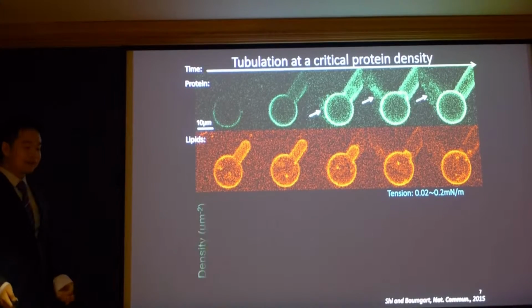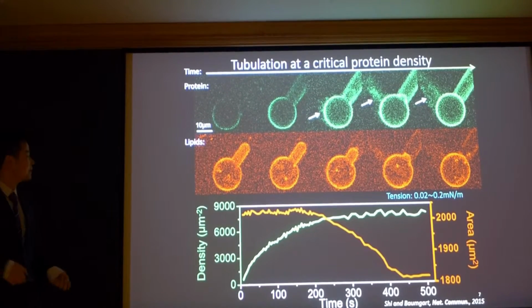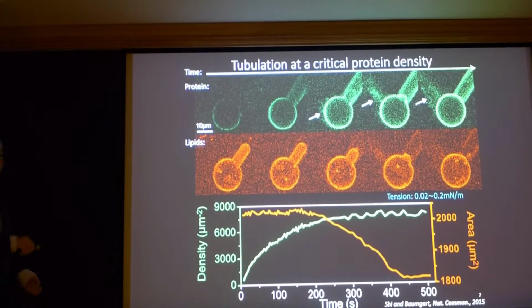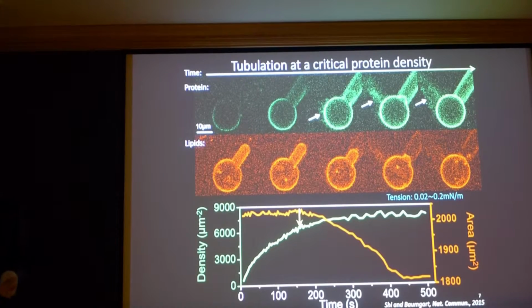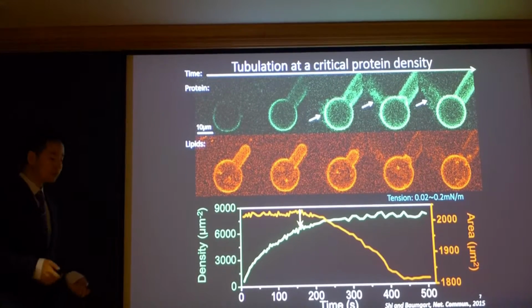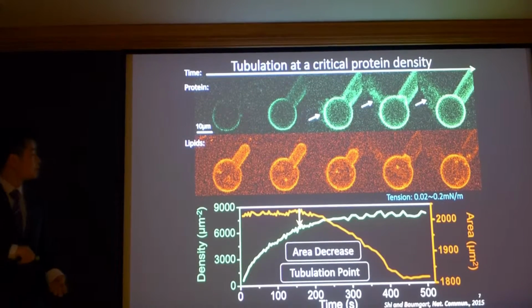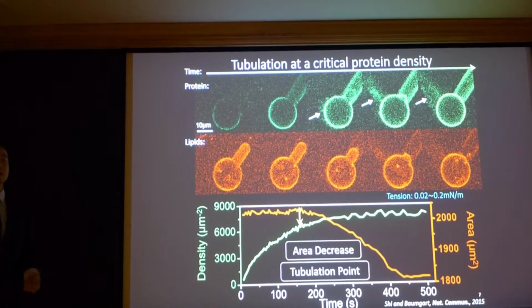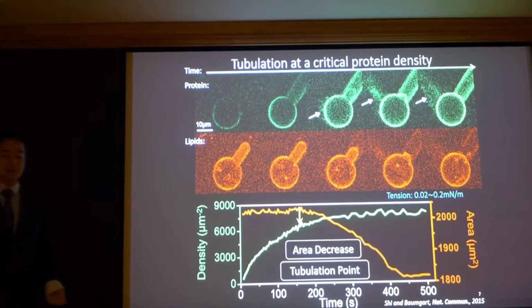So we can further quantify this by measuring the time-dependent protein density and membrane area. And from this, I hope it's clear that what it shows is after the protein density reaches a certain level, membrane area begins to decrease. And from the starting point of area decrease, we can define a transition density, which essentially tells you how much protein is needed to deform a certain piece of membrane.